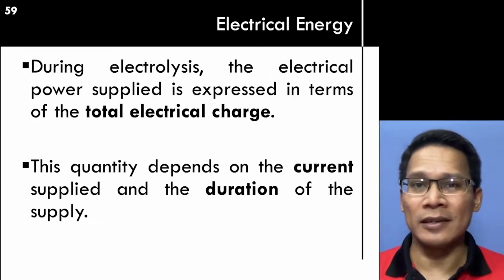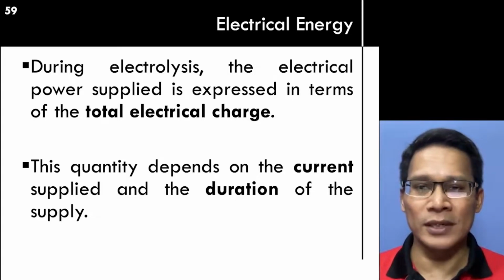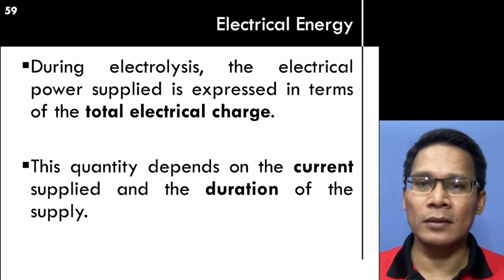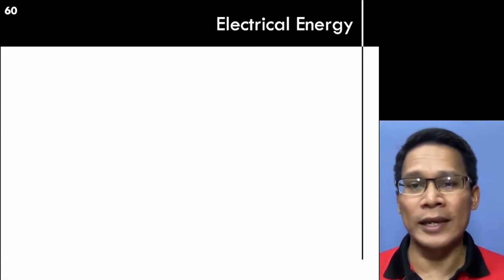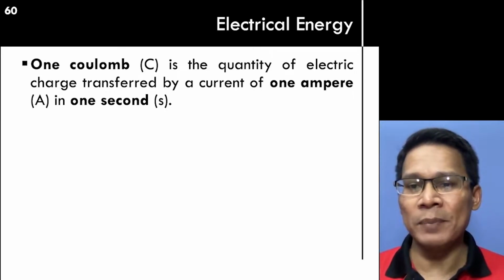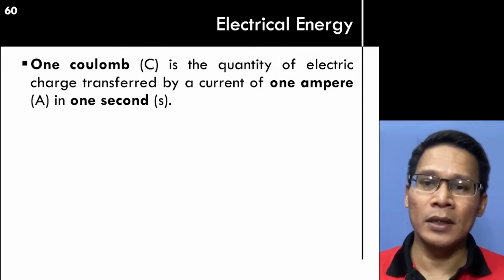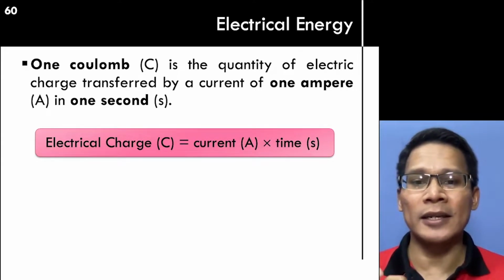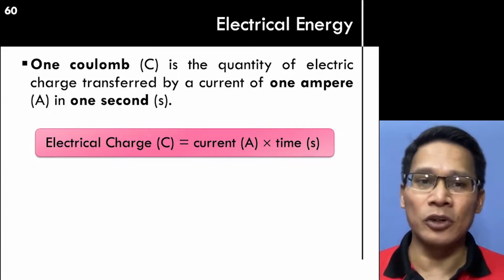When an electrolytic cell is switched on, the electrical energy provided by the power supply depends on the current used and the duration of the process. To express the electrical charge supplied during electrolysis, we use the unit coulomb. 1 coulomb is simply the quantity of electric charge supplied by a current of 1 ampere in 1 second. The formula shown can be used to calculate the amount of electrical charge supplied during electrolysis given the current and duration.